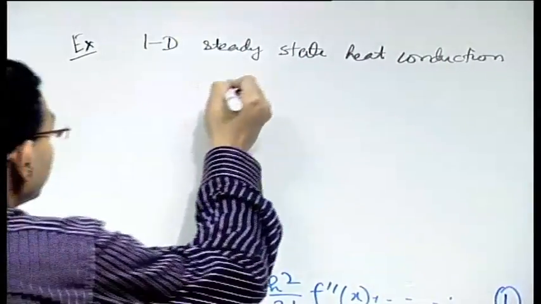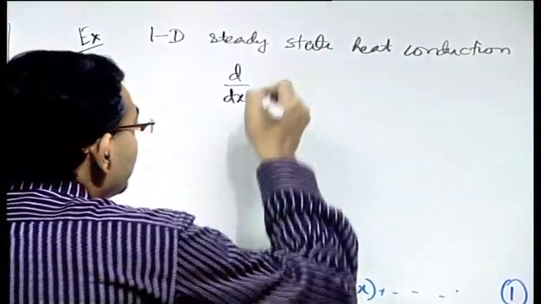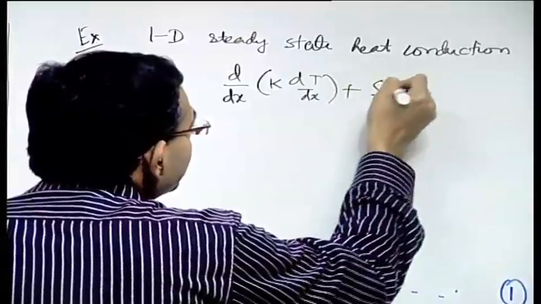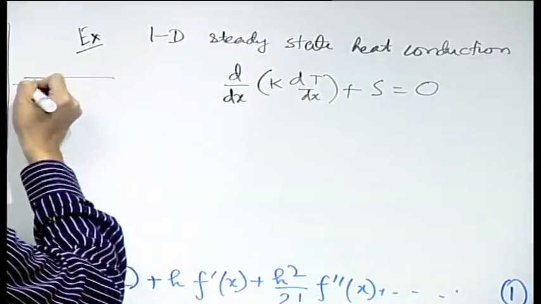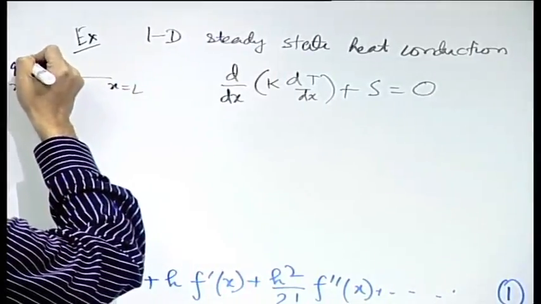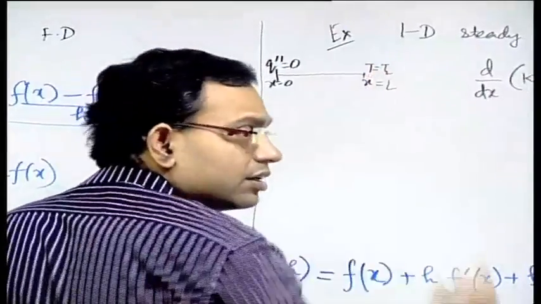So we take the same problem which we considered for illustrating the finite element method, that is d/dx of (k dT/dx) plus s equal to 0, and we considered k to be constant for the particular example that we chose. The boundary conditions: we considered a rod from x equal to 0 to x equal to L. At x equal to 0 it is insulated, and at x equal to L it is given temperature.